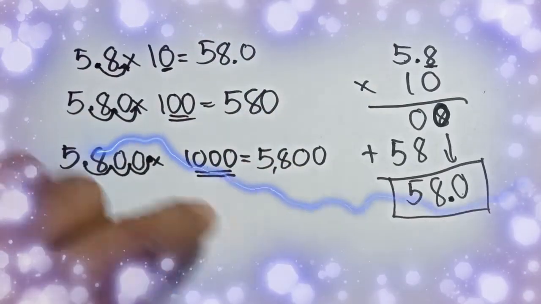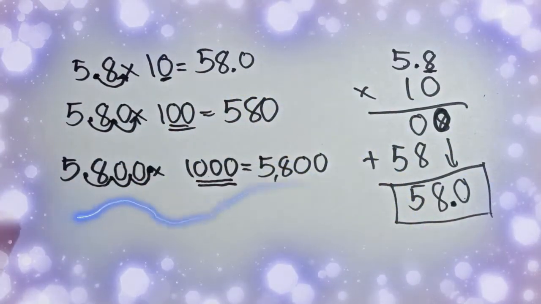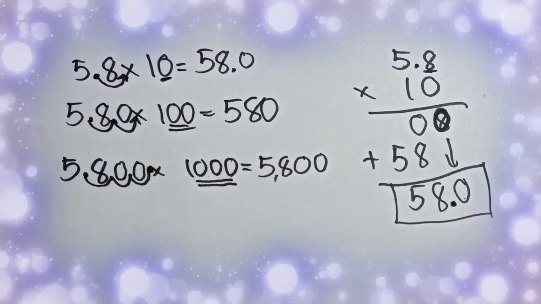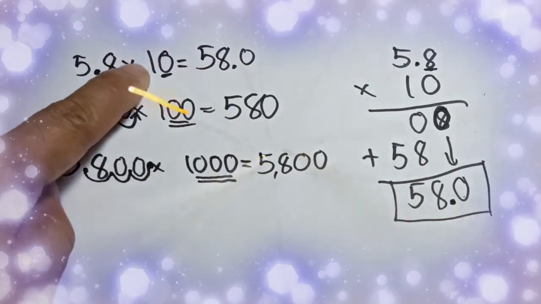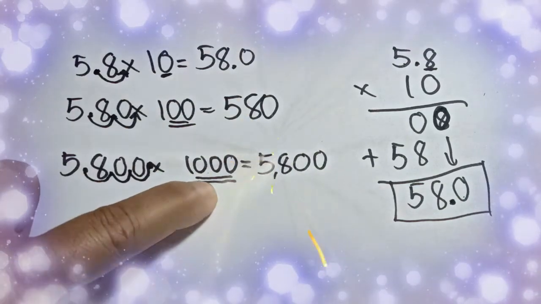Isn't it easier than doing the traditional way? So that's how to multiply decimals by 10, by 100, or by 1000.